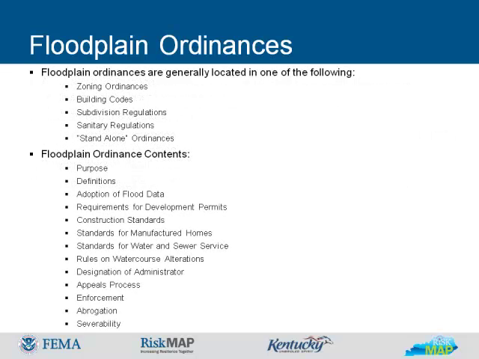Floodplain ordinances are generally located in one of the following: zoning ordinances, building codes, subdivision regulations, sanitary regulations, or as standalone ordinances. Floodplain ordinances should have the following provisions: purpose, definitions, adoption of flood data, requirement for a development permit, construction standards.